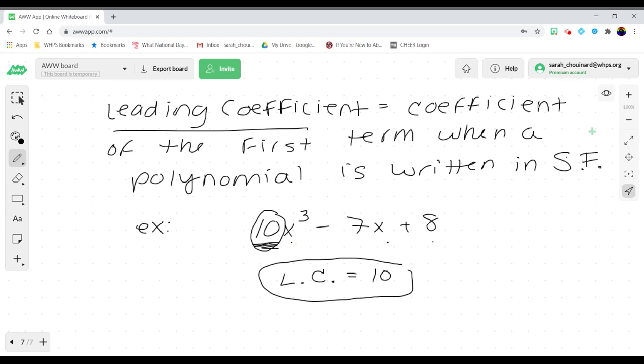We're going to pause there for now because this video is getting a little bit long, and in my next video we will talk about addition and subtraction.